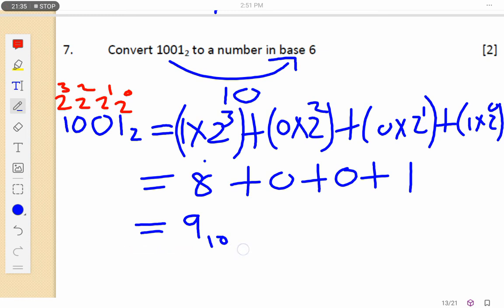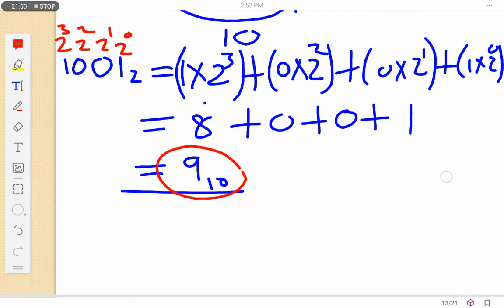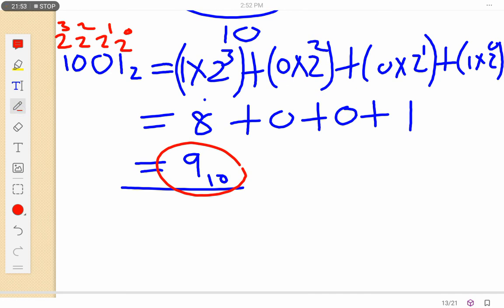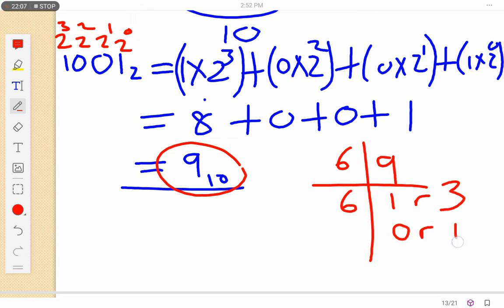So it's like that. Now that I have it in base 10, I can now write it in base 6. We simply divide this number by 6. So let me do that. I'll have 9 divided by 6. Writing the remainder, 6 into 9, I've got 1, remainder 3 there. Okay, 6 into 1 is 0, remainder 1. So taking my number from bottom going up, in base 6 our number becomes 13 base 6.